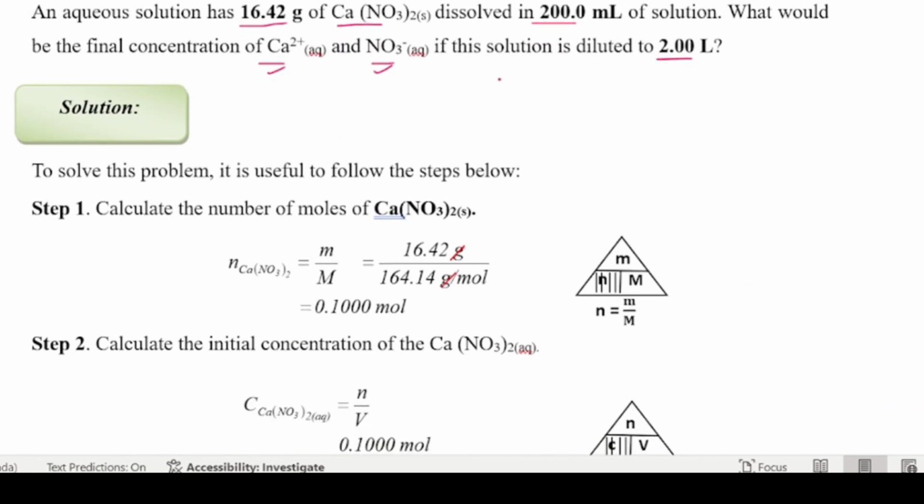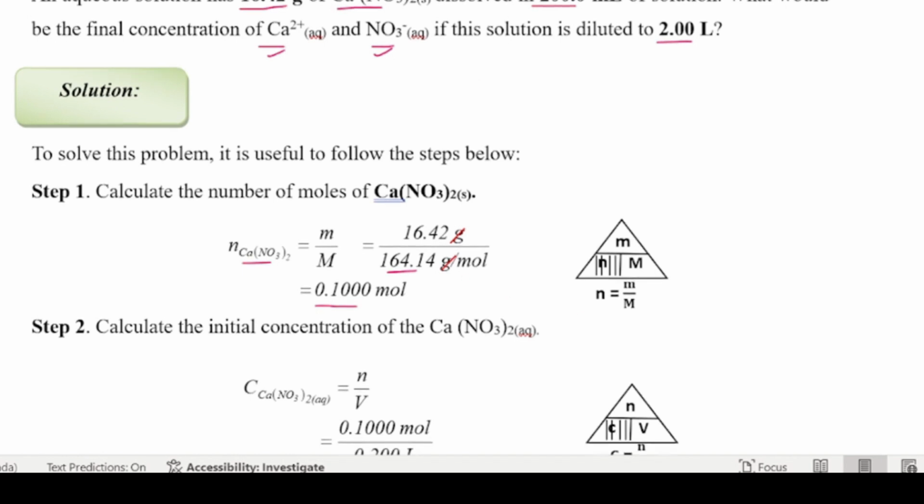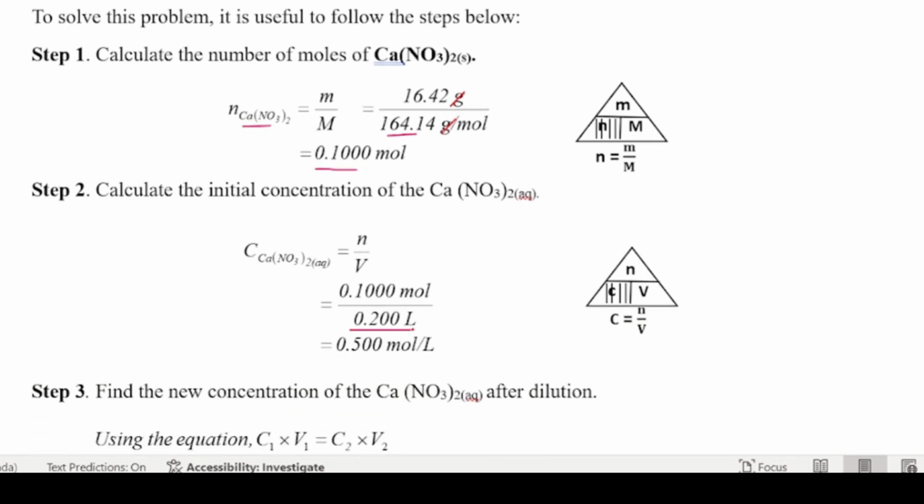Find the number of moles first. n equals mass over molar mass. That's the mass there. Divide by the molar mass of calcium nitrate, which is this, and you end up with that number of moles. Now you're dissolving that in 200 milliliters. So find the concentration there: change 200 milliliters to liters. That 200 milliliters became that number of liters. And that is the initial concentration of your calcium nitrate.